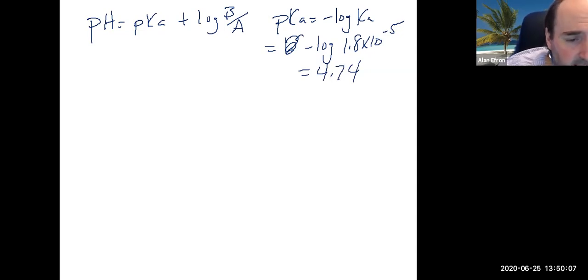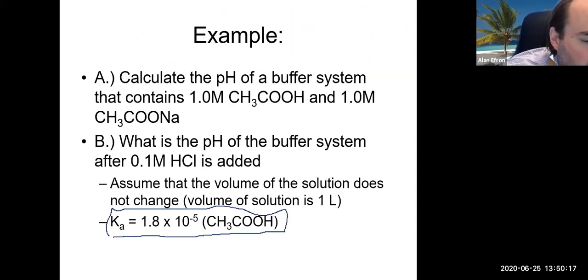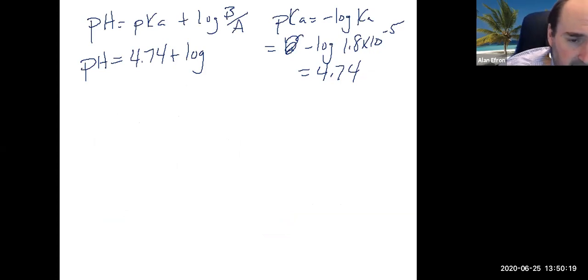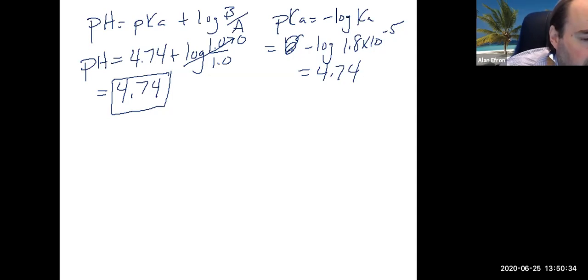In this case, we can then go right into our Henderson-Hasselbalch, which would give us 4.74 plus the log. And in this case, the concentration of our acid and our base are both 1 molar. So you can't really mess that up, I think. That is 1 divided by 1. Log of 1 is going to equal 0, right? And that means that the pH of this solution opening up in part A is 4.74.